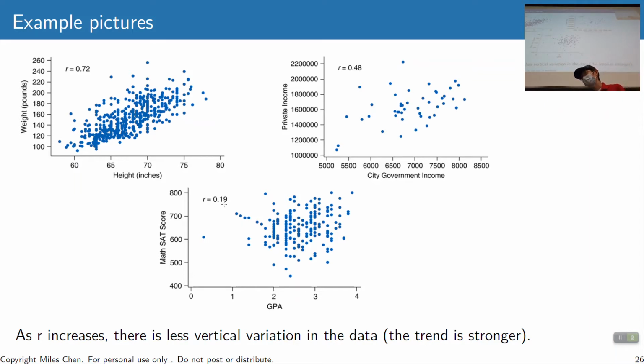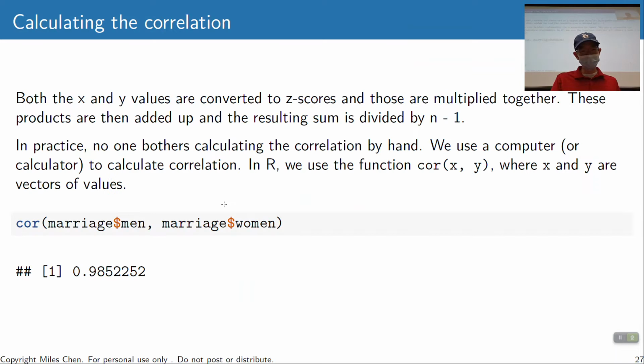Okay, so as you have different quantities for the correlation, the amount of scatter changes. You can calculate the correlation. Generally, we just use the computer to calculate the correlation. There is a formula, but we're not going to cover how to calculate the correlation by hand. So normally we just ask the computer to calculate the correlation for us. And in R, you just type in cor, C-O-R, for correlation. You give it basically your column for one variable and your column for the other variable.